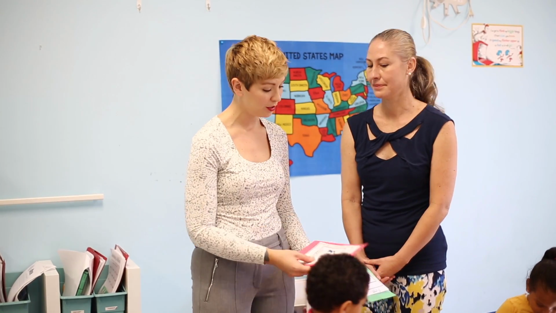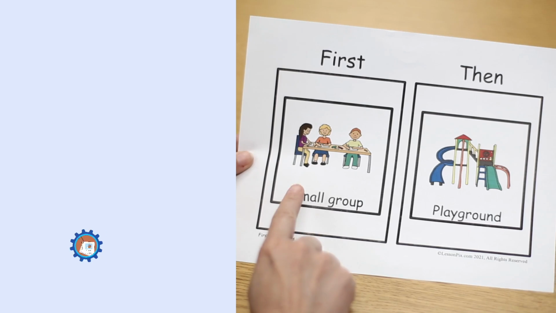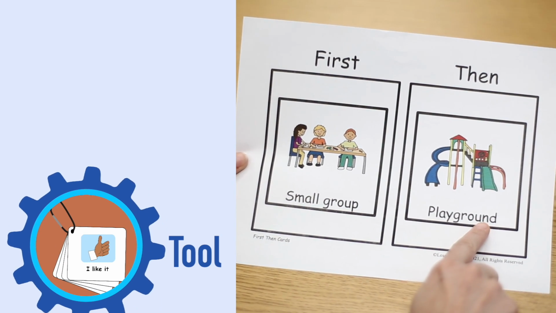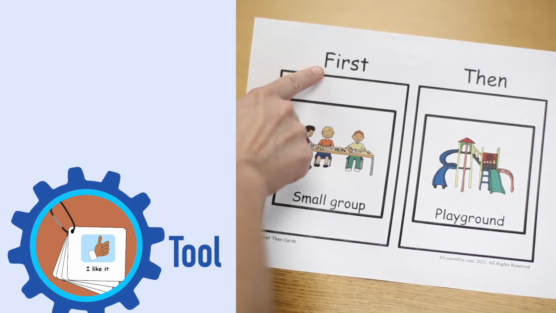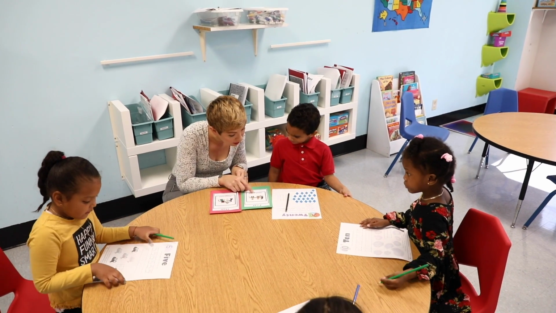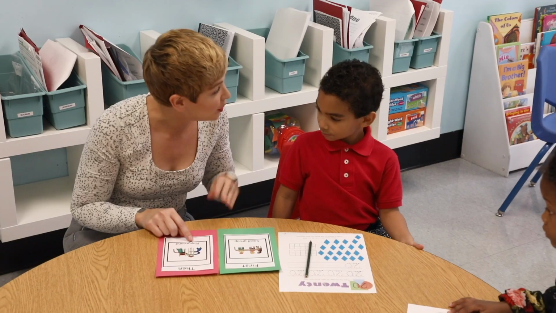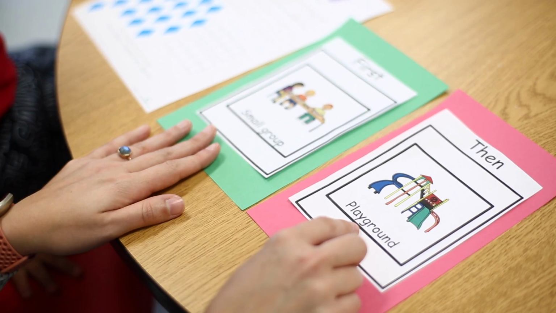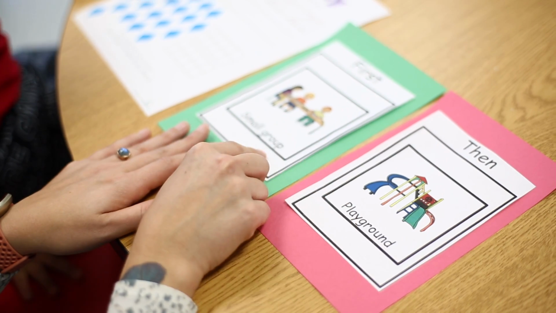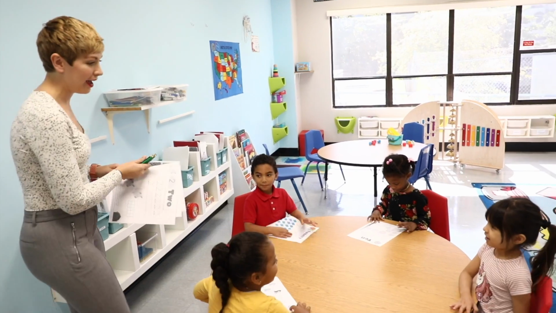After discussing this with the teacher aide and his mom, they have determined that a first-then board would be appropriate for Julian. First, we have to do our small group work. We have to do our worksheet. But when you're finished, then the teacher creates a first-then board to show him that first they must complete their small group work, then he can go to the playground.